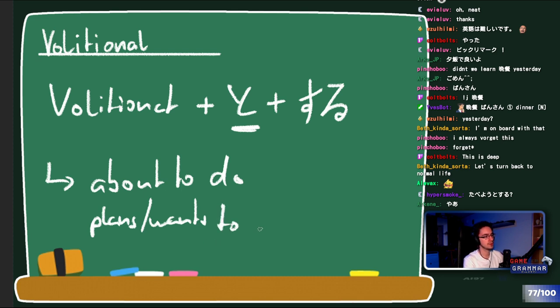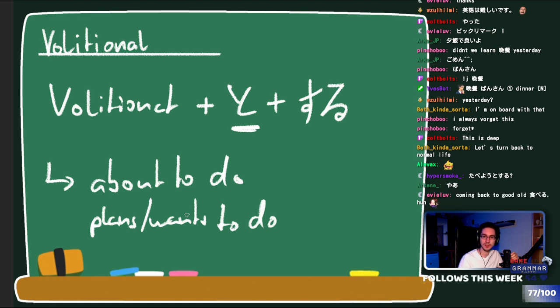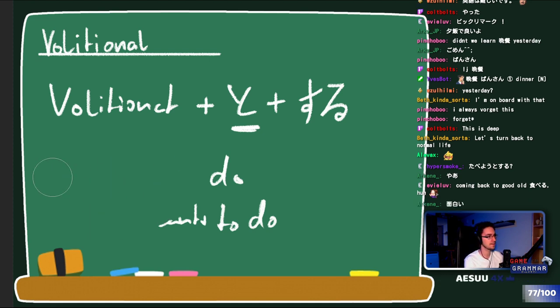Wants to do. Okay? About to do or wants to do. This is very useful. It is used very often. It's sort of a form you can use to make a judgment about someone. You can look at them and be like, ah, tabeyotoshiteru. Right? Oh, he's about to eat. He or she is about to eat. They are about to eat. Right? The good old taberu. So it's easy to make examples with it, isn't it?